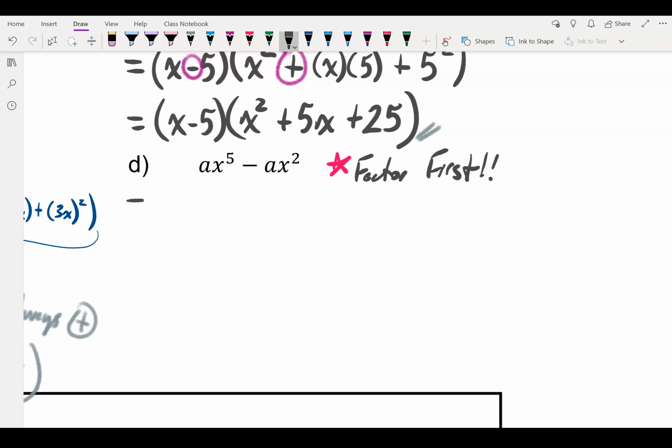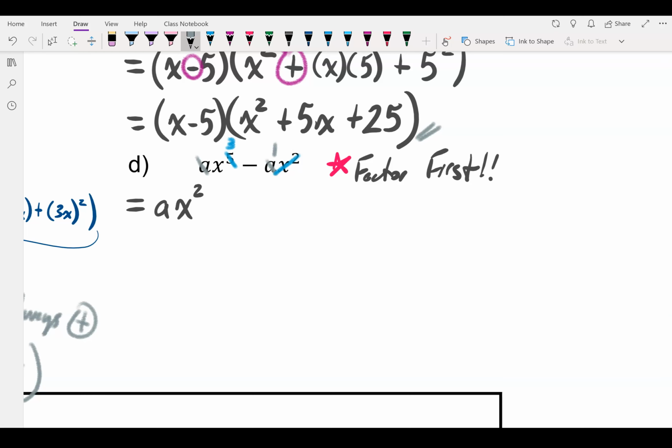What's in common? Well, definitely an a. I'll take the a outside. That'll cancel the a on both of these. And then there's two x's in common. So if I take 2 away from both of these x's, this leaves me with 3 x's here, and this actually cancels that entire term. Notice what happens here. If I've canceled everything away from a term, that leaves me with 1. Okay? It leaves me just a 1.